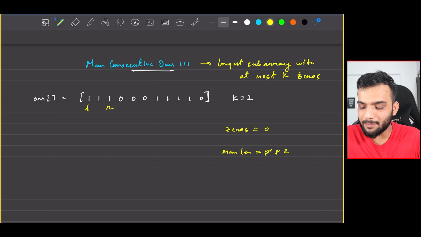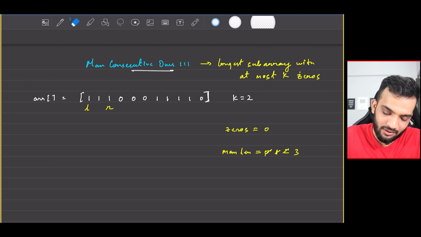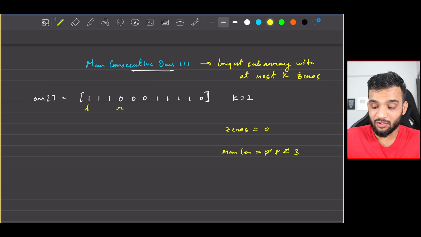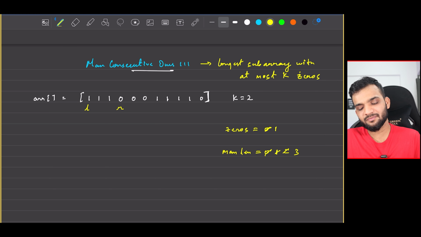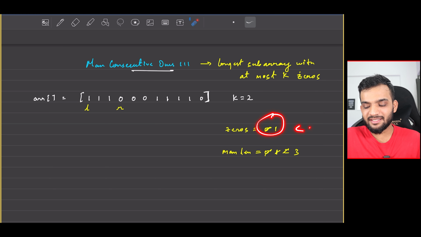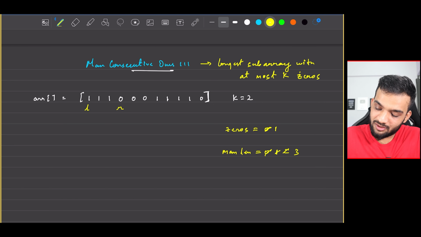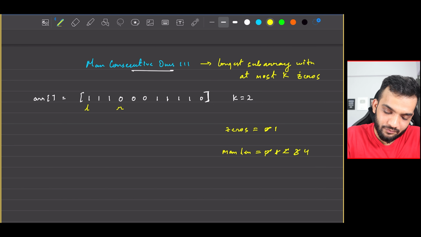So zeros will not be updated, and the max length gets updated. Next time, the R moves here. When R moves here, the zeros get updated. But it is still lesser than or equal to 2. So what happens? The max length gets updated to 4.